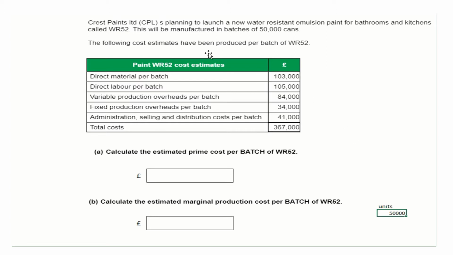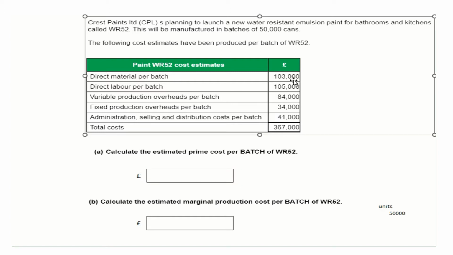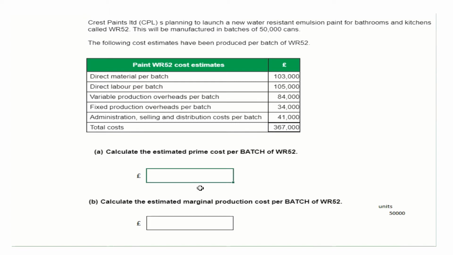Following cost estimates have been produced per batch of WR52, and then they show you they've got all the different costs. You've got direct material, direct labour, variable costs, fixed production, administration, and then the total cost. Question A. Calculate the estimated prime cost per batch of WR52. So the prime cost is just the direct cost, so it's the first two, 103 plus 105.